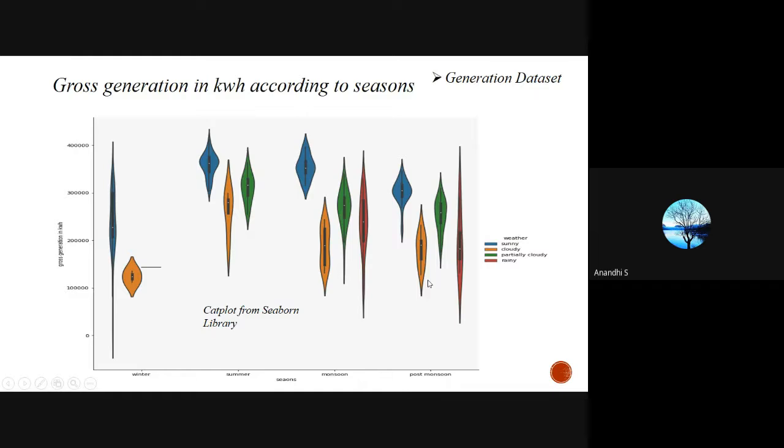I have tried this one recently, season versus gross generation. These plots are for weather. If the weather is sunny, for the winter season, this is the range of generation over time. I have compared it just for visualization and better understanding.